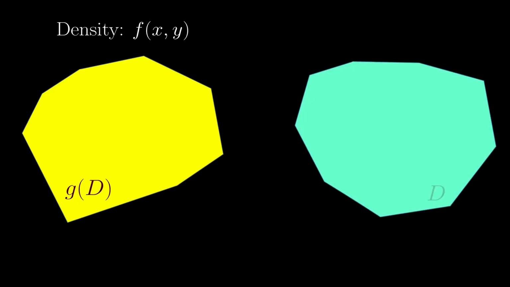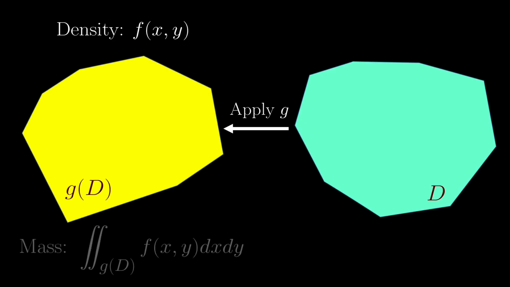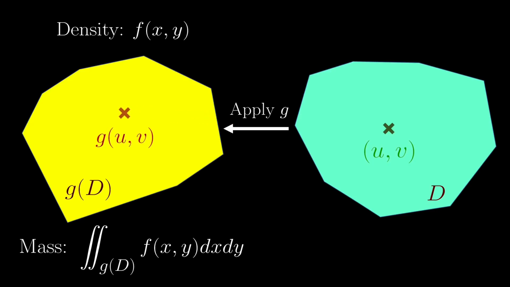Quite similarly, we consider a region with density given by f of x, y. However, the region is g of D, where D is just another region, and these are related by the function g. The mass of the region g of D is simply this integral on the left, and we want to find the right density on the region D to give the same mass. Again, if we have some random point (u, v) in the region D, after mapping by g, it ends up in g of (u, v), and we have density f of g of (u, v) at this point.